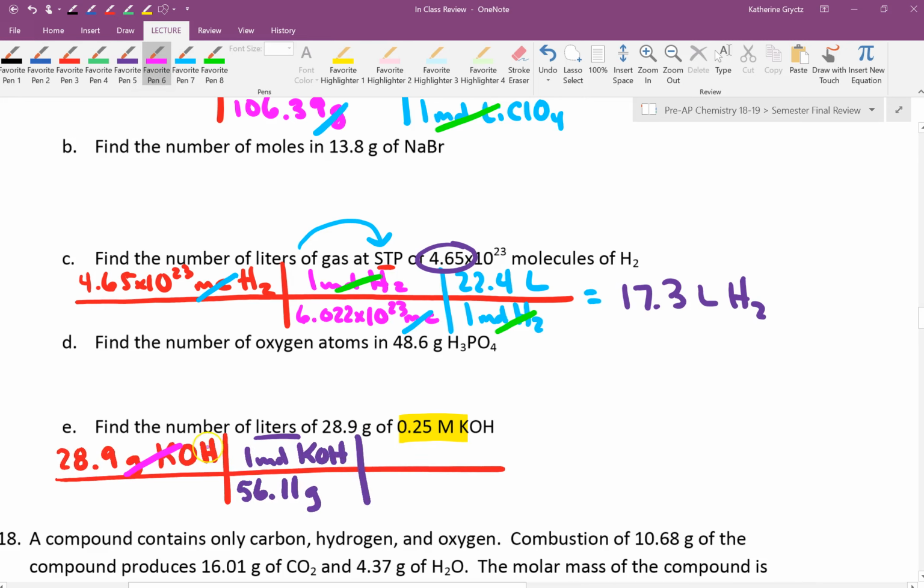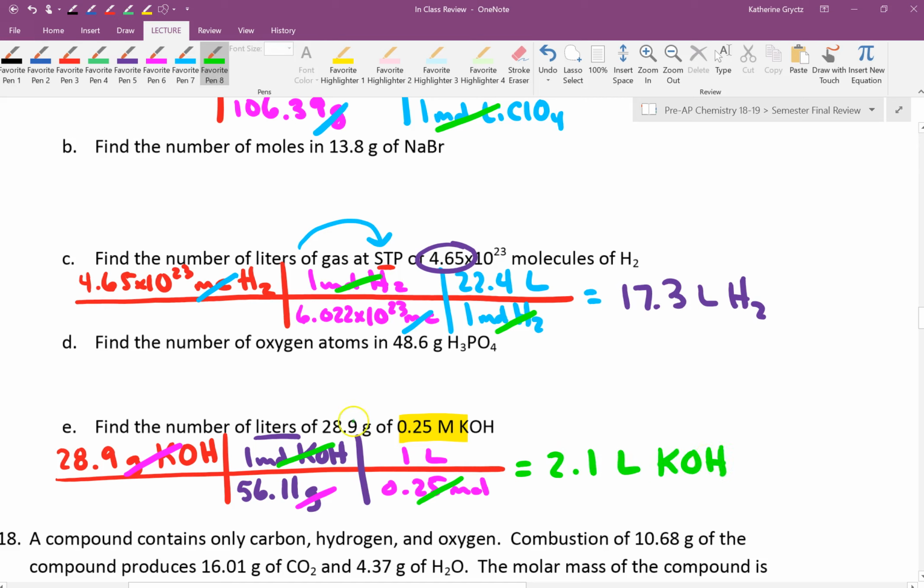Okay, the next thing up, we've got to get rid of moles and get to liters, and so that's where we used the 22.4 when it was at STP. But remember, this guy is 0.25 moles per 1 liter. So you just have to orient that so that your moles cancel out. So we're going to put the 0.25 moles down here and the liter up there, and that will get us our moles to cancel. Okay, and we'll go ahead and calculate. Okay, and you should get 2.1 liters of the KOH.